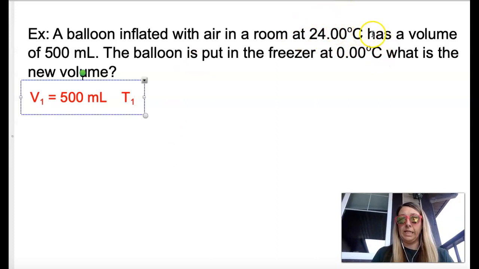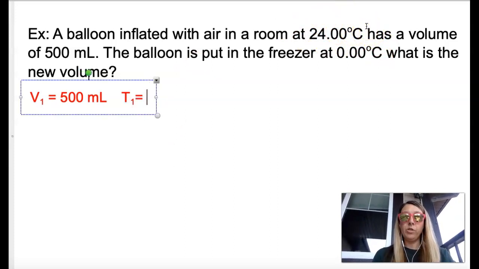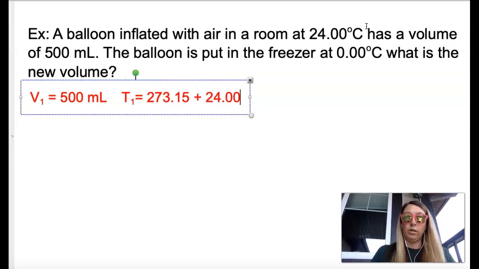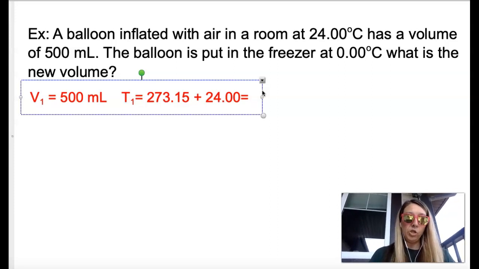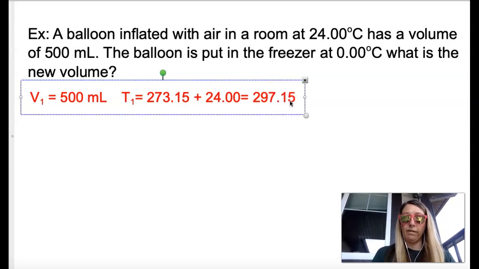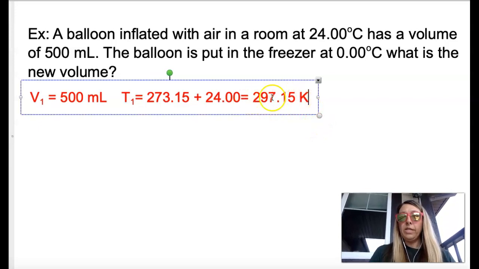Okay, so T1, it's at 24 degrees C. We said we can't use degrees C, right? We have to use Kelvin. So I have to do the 273.15 plus the 24. Watch your sig digs when you do these, because remember we're doing addition, so we're looking at decimal places. Two numbers after the decimal, two numbers after the decimal. Even if I have to round for significant digits, I wouldn't do that until the end. So this gives me 297.15 Kelvin. All of these numbers are significant, so I have 5 total numbers.